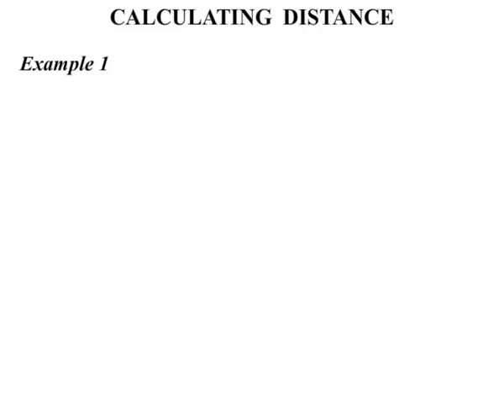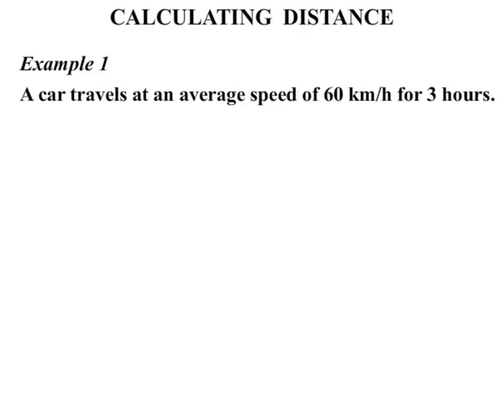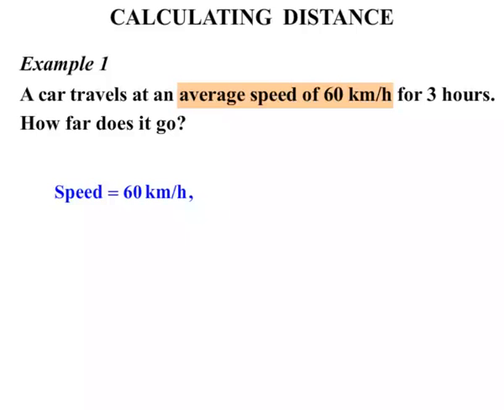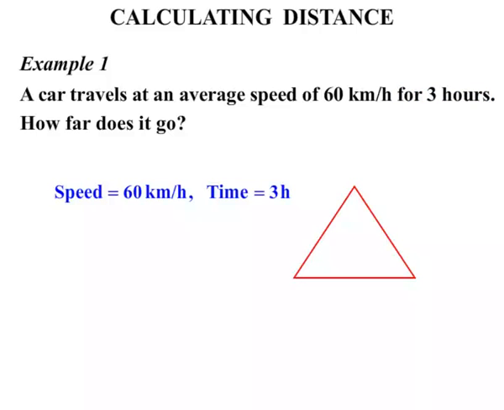Example 1. A car travels at an average speed of 60 kilometers per hour for 3 hours. How far does it go? Well, let's write down some information. The speed is 60 kilometers per hour, and 3 hours is the time it goes for. Now, a little diagram again. Let's see if you can remember how we draw it. What goes up the top? Distance. Down the bottom, S and T. Put the times or multiplication symbol in between.